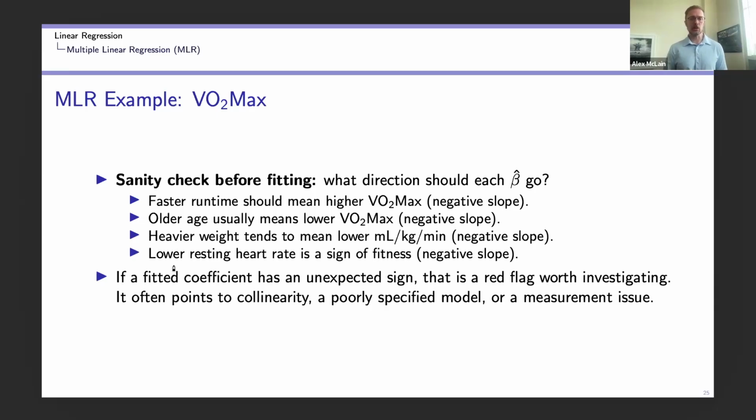And lastly, lower resting heart rate is a sign of fitness. People that are very good endurance athletes, for example, can get very low resting heart rates. I have a friend whose resting heart rate is in the high 30s. I mean, it's incredible, because they have a very strong heart. If a fitted coefficient has an unexpected sign, it's a red flag that is worth investigating. It often points to collinearity, which we'll talk about on the next slide.